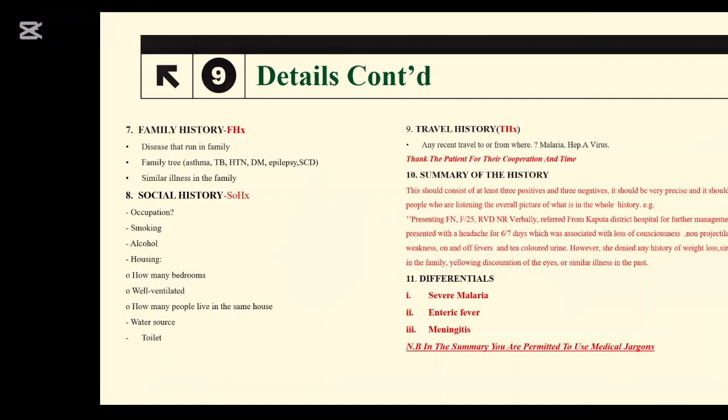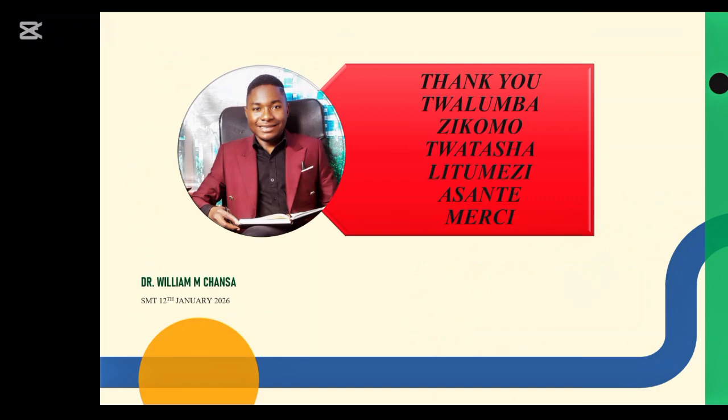Once you get stuck, mention enteric fever as a differential, as long as you're able to defend it. But because there was no yellowing discoloration of the eyes, no constipation, no diarrhea, that should point more towards severe malaria. But you can have diarrhea in severe malaria as well, meaning that's an important negative. So remember, in the summary you are permitted to use what? Medical jargon. So that marks the end of the tutorial.